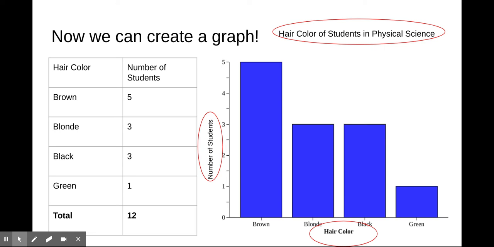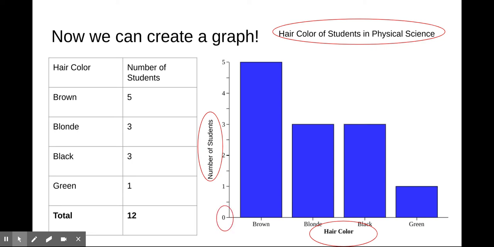We also have to be sure to include a title that communicates what we are looking at. So we are looking at hair color of students in physical science, and my x-axis is labeled with my categories, hair color, and the number of students on the y. So I can look at the graph and tell exactly how many students are in each category and what that is saying.